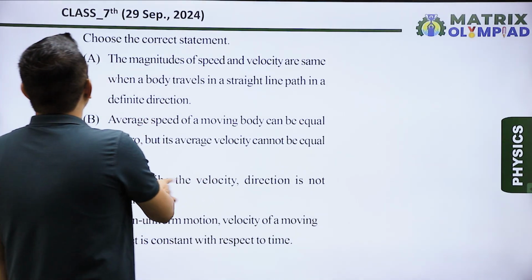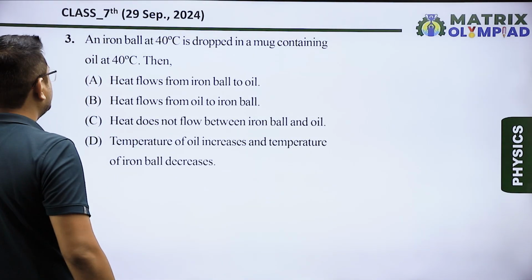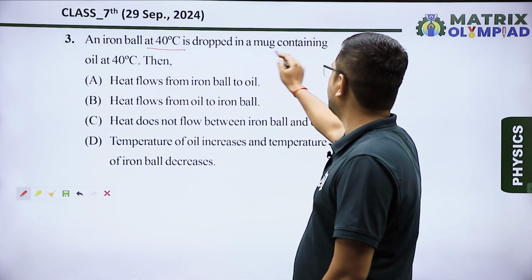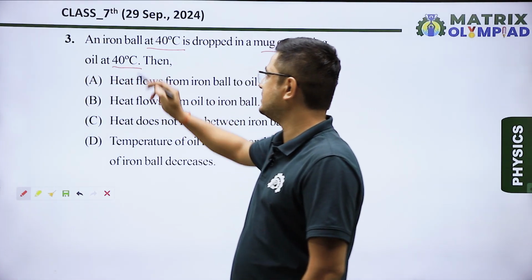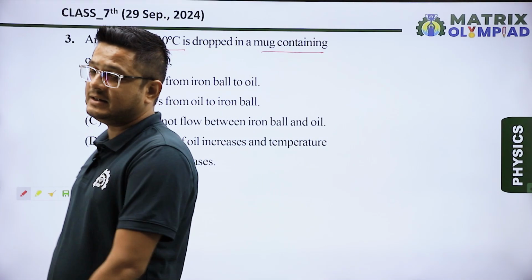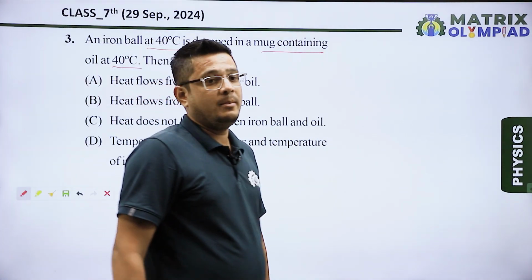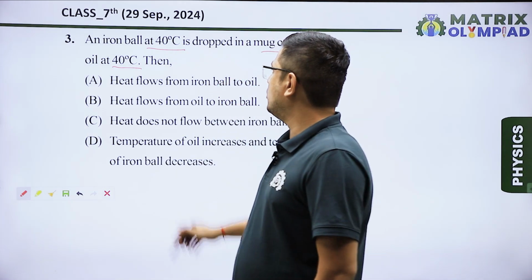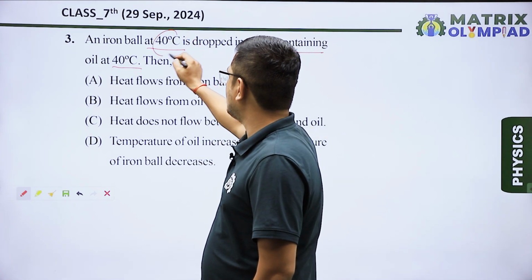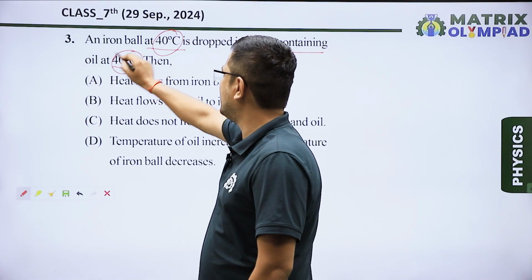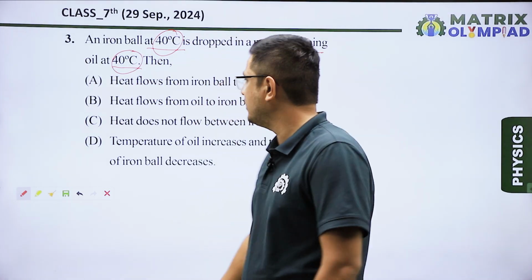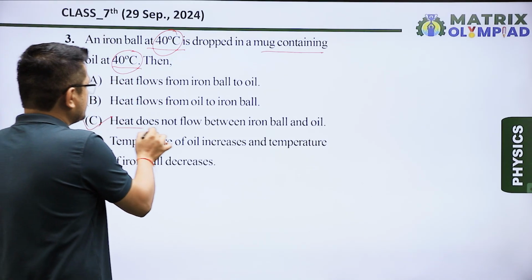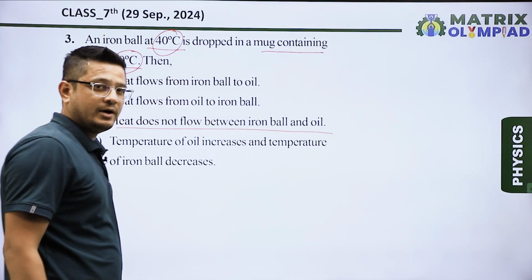Next question, question number 3. In question number 3, it is said an iron ball at 40 degrees Celsius is dropped in a mug containing oil at 40 degrees Celsius. So we know that heat is a form of energy which flows from higher temperature to lower temperature. In that case, the temperature of ball and temperature of oil are equal, so there will be no transfer of heat. So option C will be correct, that is, heat does not flow between iron ball and oil.